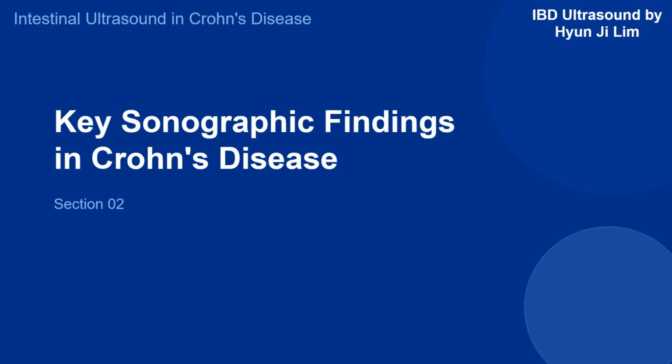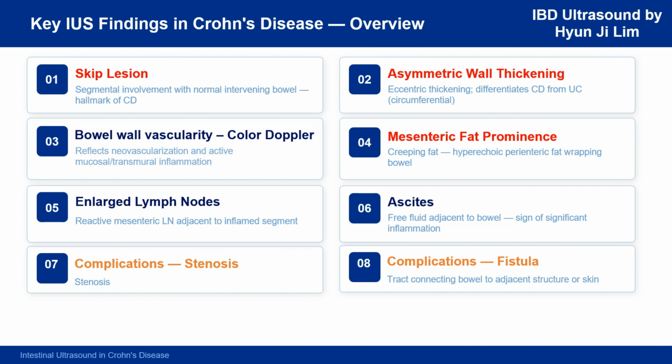Now let's move to section 2, the key sonographic findings in Crohn's disease. Here's an overview of the main sonographic features we will cover. We will go through skip lesion, asymmetric wall thickening, increased vascularity, mesenteric fat prominence, enlarged lymph nodes, ascites, and then the complications including stenosis and fistula.